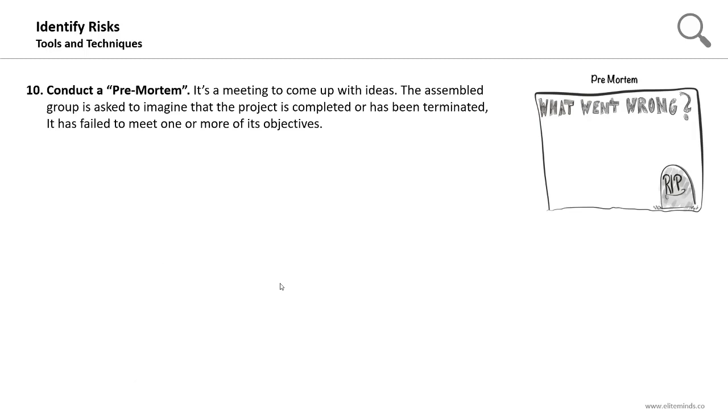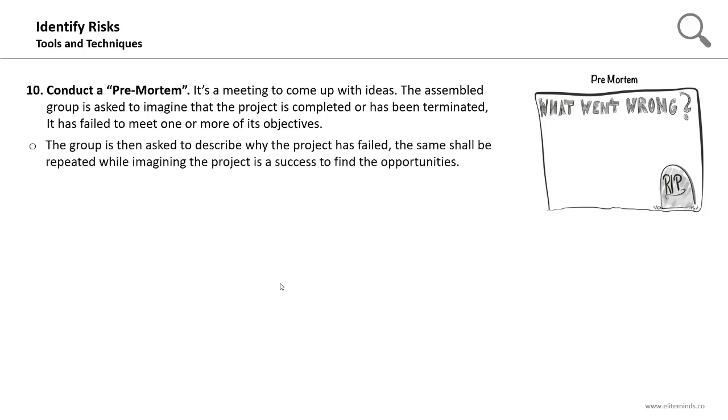Conduct a pre-mortem. It's a very simple technique. It's a meeting to come up with ideas. This is a pre-mortem. The assembled group is then asked to imagine that the project is completed or has been terminated. It has failed to meet one or more of its objectives. So you will gather the team members and ask them to imagine that the project was a failure or was terminated. After that, the group is asked to describe why the project has failed. The same shall be repeated while imagining the project is a success in order to find the opportunities.